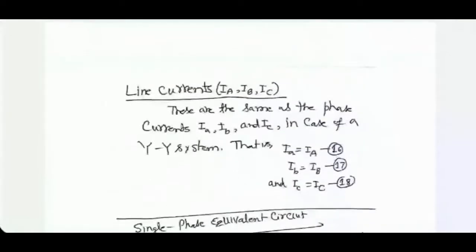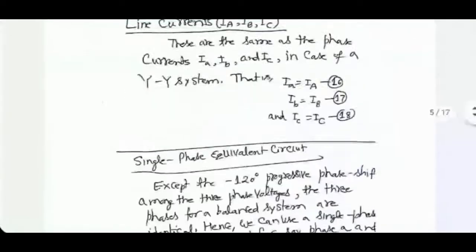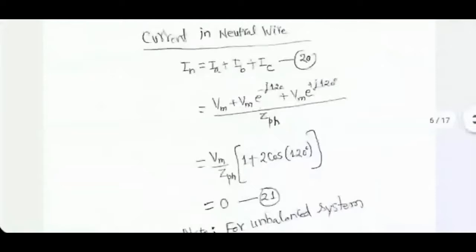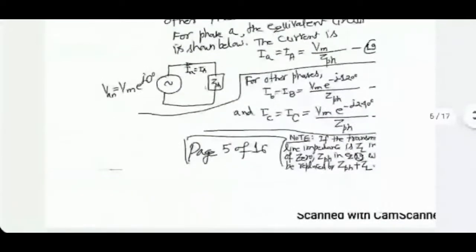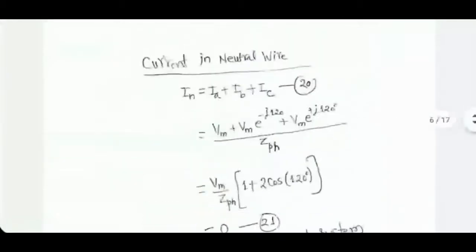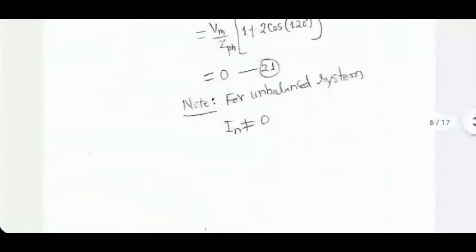Line currents are the same as phase current, not a big issue. They can be calculated using the equivalent circuit for the phase. Current in the neutral wire can be calculated using this. I've done all this, so let me quickly refresh your memory. Using this equivalent circuit, I wrote individual currents in the lines and then I summed them up to figure out the neutral current, and it turned out to be 0 for a balanced system.